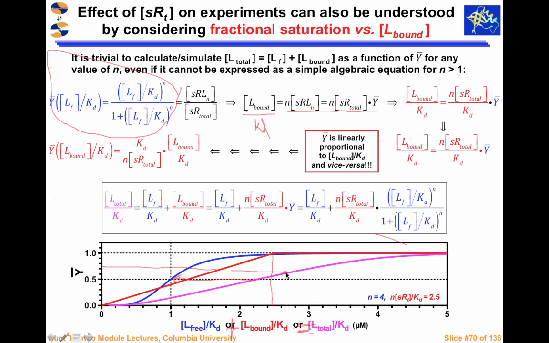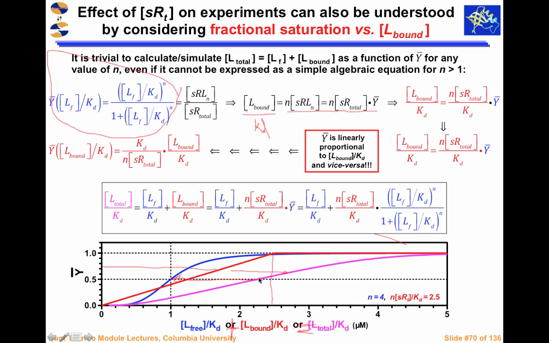We want to understand what's going on when we look at curves with fractional saturation plotted as a function of total ligand. One simple way to look at it is, well, the total ligand is simply the sum of the free and the bound. Whenever we sum up the free and the bound, we're going to get the total. The bound is always a linear function of fractional saturation. This, in the end, is a very simple way for us to conceptualize what's going on.